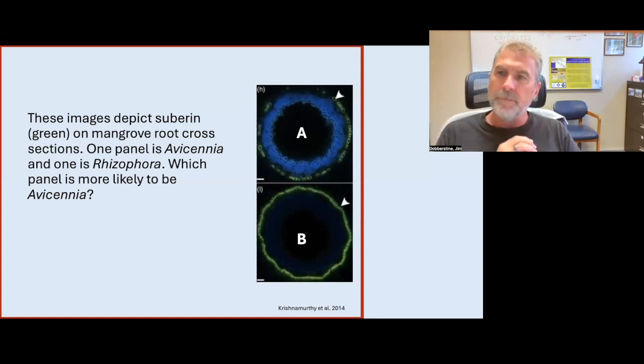Okay, so of course, in class we had our clicker questions, and so this question is looking at some cross sections of mangrove root, and so one panel is Avicennia, one is Rhizophora. Which panel is more likely to be Avicennia? Well, in this case, it is panel A. So if that's the one you guessed, you got that question right.